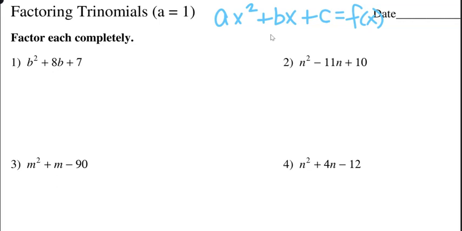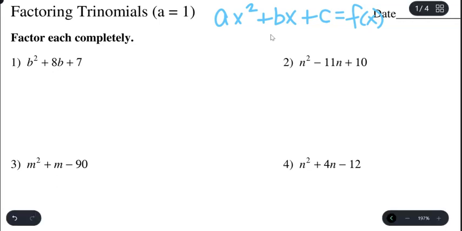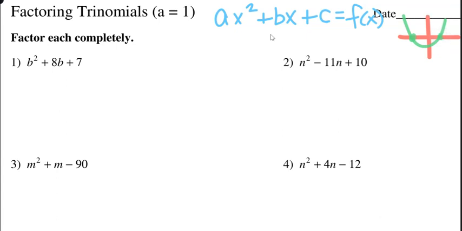Ultimately, what factoring helps us with quadratics is establishing the roots of the equation. If you remember, a quadratic is actually a parabola. So if I have a quadratic that looks like this, it's got two roots. Those are what are called zeros, roots or zeros. Now, when we set our equation equal to 0 as opposed to f of x, that's what we're looking for.